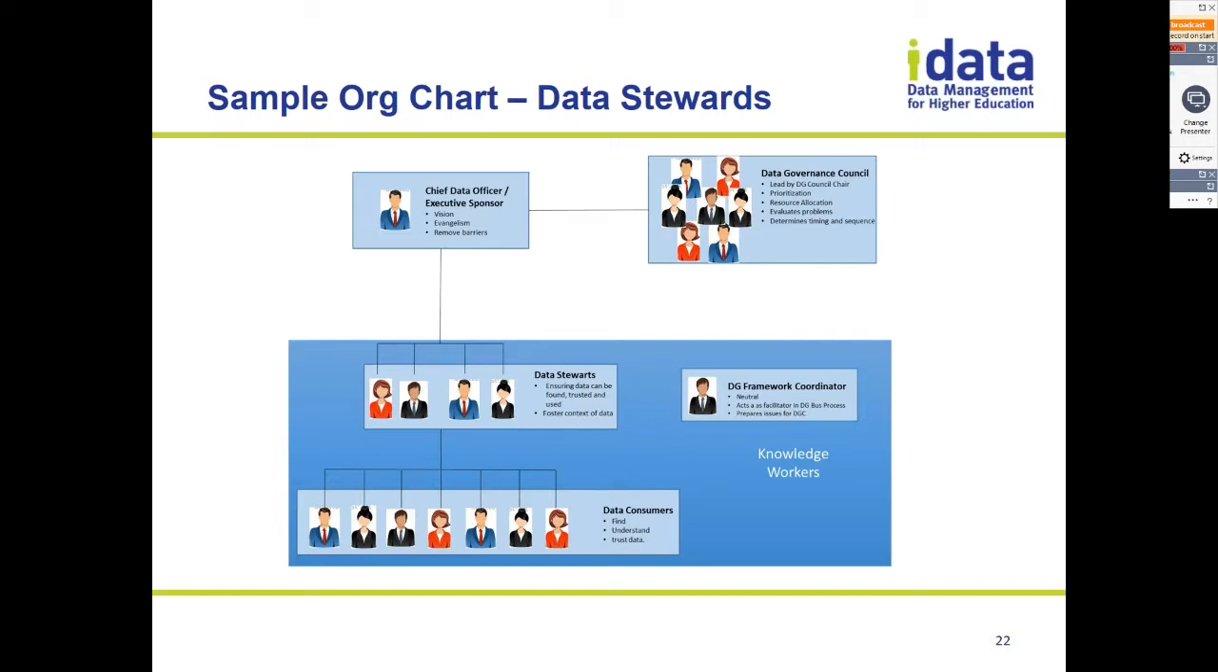Hi, everyone. This picture represents a classic organizational chart that supports data stewards. That dark blue box there in the bottom half of the slide, that top box in there says data stewards, and that is the middle of the system. And the data stewards are receiving the issues and the questions and the communication from data consumers.